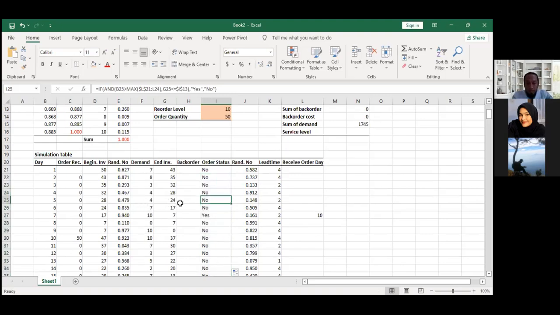Until here, still no order, because the ending inventory is still 24. After that, 24 will be the beginning inventory, and then we receive demand 7, so the ending inventory is 17. Still no order, the status is no. But after that, this one will be the beginning inventory for the next day, and we receive demand equal to 10. After we use this inventory to fulfill this demand, at the end we will have inventory at 7. Yes, we need to place an order.